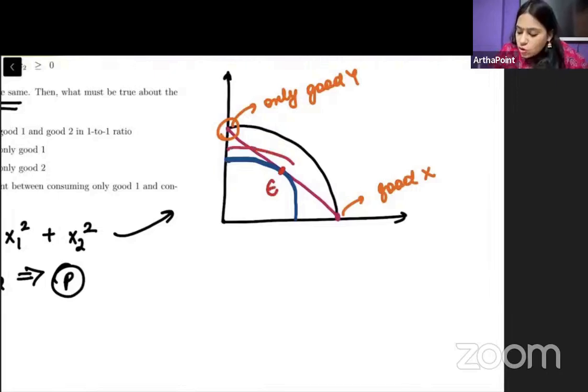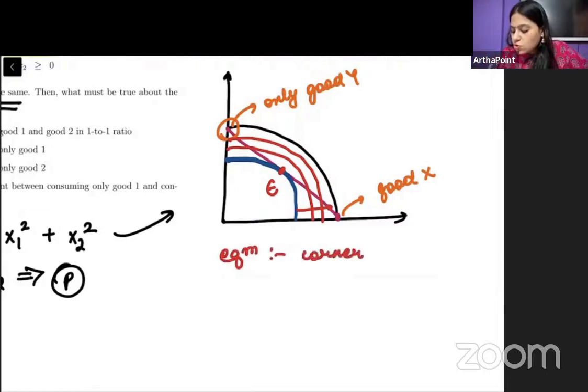But I can go to higher ICs now. I can go on higher ICs within my budget. So if I can go to a higher indifference curve within my budget, there is no reason why I will stop at the point of tangency. And therefore, for such indifference curves, whenever you have concave preferences, your equilibrium is always a corner solution.